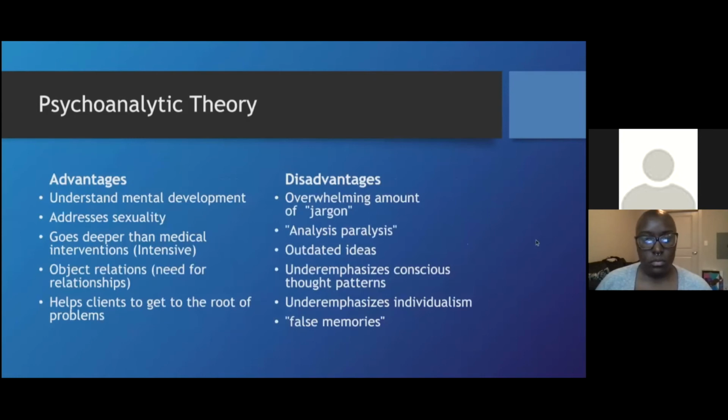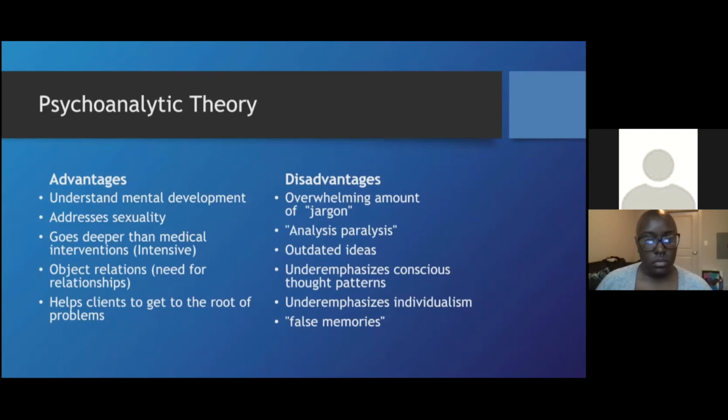Moving on to advantages and disadvantages. The advantage is that it helps the client to understand their mental development. A psychoanalytic theory would really be interested in Raymond because it does directly address sexuality. It goes deeper than medical interventions in that it's very intensive and long, so it goes deeper than a lot of other therapeutic styles. It deals with object relations, which is essentially our need as humans for relationships.